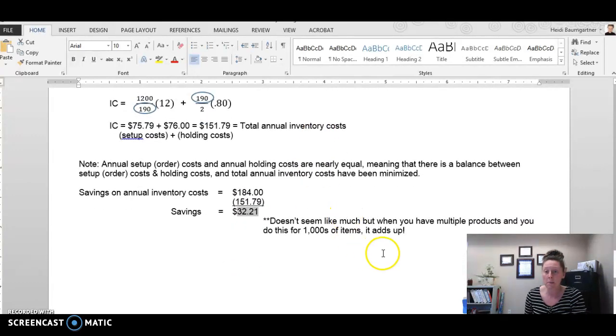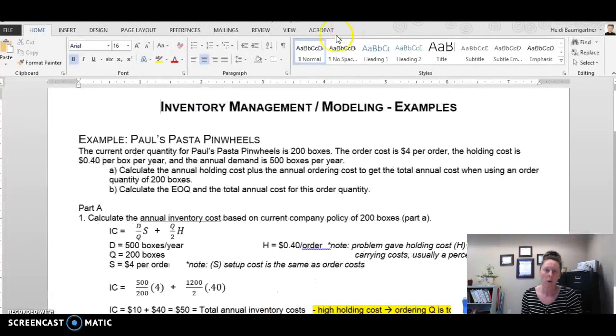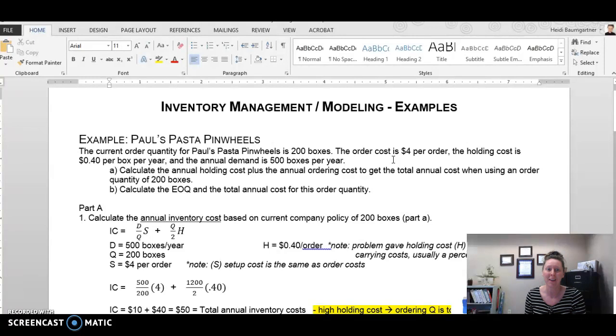May not seem like much, but when you have multiple products and you do this for thousands of items, it adds up. So that is important and the goal of inventory management. And let's cover a couple additional examples. For example, Paul's Pasta Pinwheels. Try saying that 3 times fast.